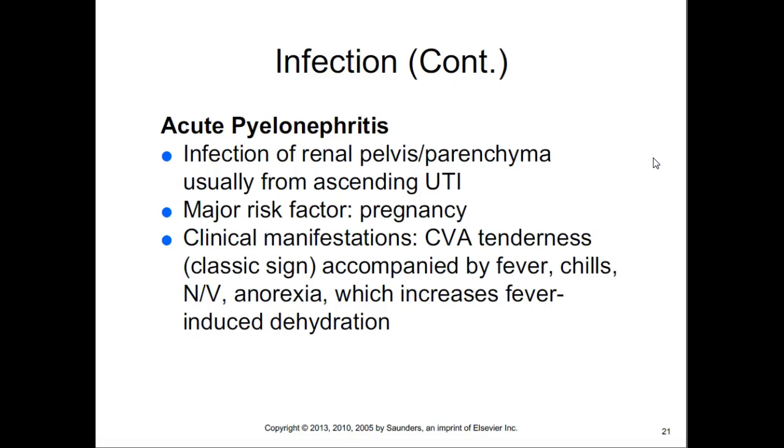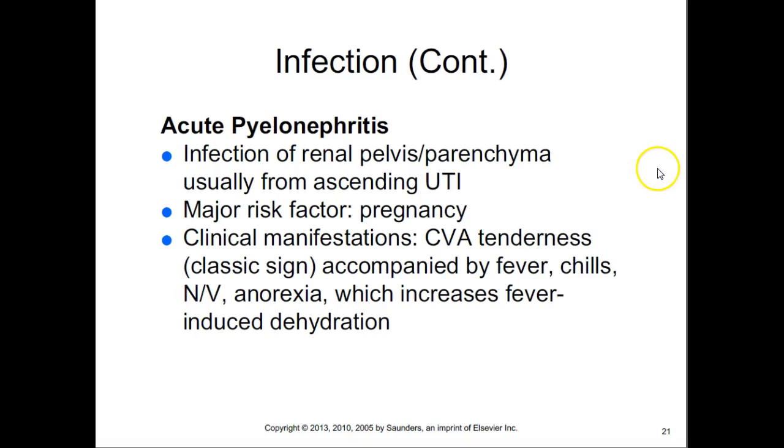All right, so acute pyelonephritis, right, is an infection of the renal pelvis or renal parenchyma, usually from an ascending urinary tract infection. The most common risk factor is pregnancy, right? In pregnancy, even though there's a lot of urine flow, which should prevent that, there is also a deviation of your ureters. Because of the deviation of your ureters due to the enlarged uterus, that's going to affect the flow, and sometimes you'll get reflux, which can cause pyelonephritis.